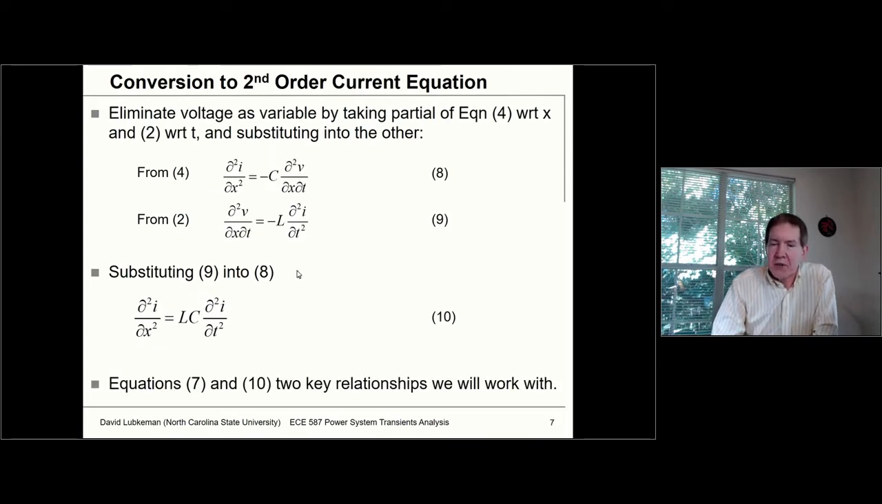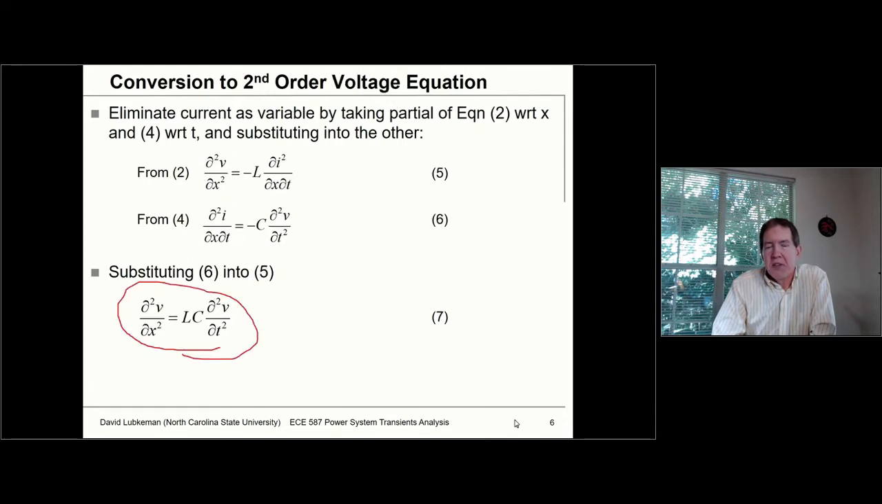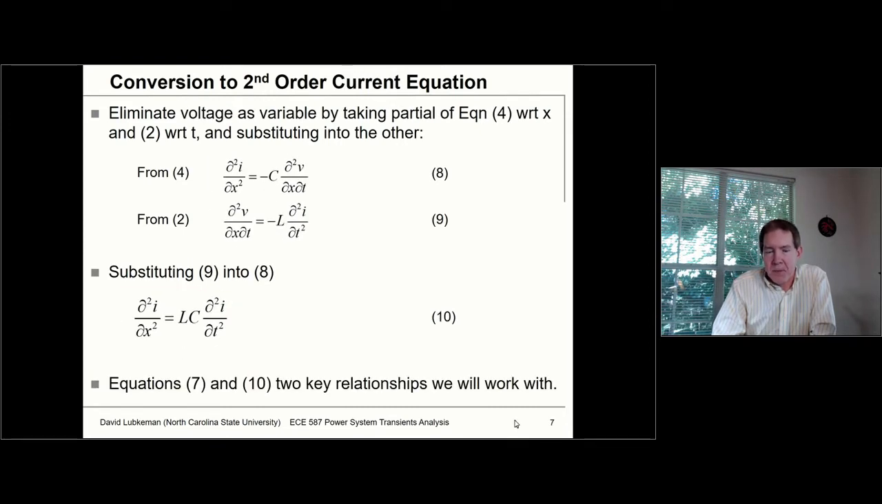If you write similar equations for current, you're going to get equations 8 and 9, and if you do some math substitutions, you get the second telegrapher equation, where you have the second partial of I with respect to x equal to LC times the second partial of I with respect to t. So the two key relationships are 7 and also 10. Okay, those are the terms we're going to be interested in taking a closer look at.